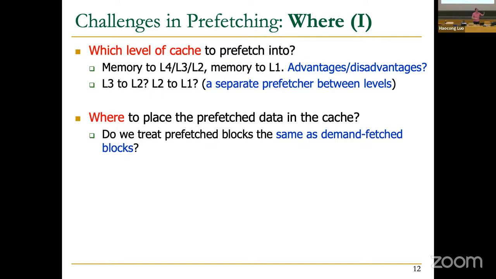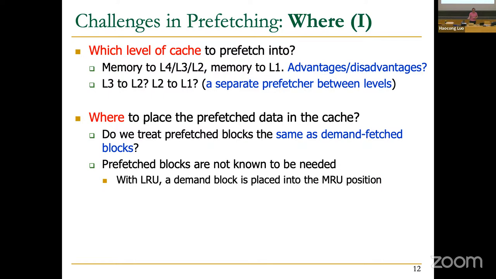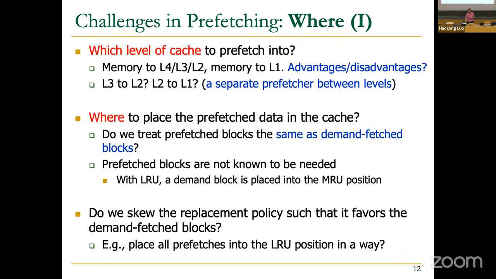Basically, prefetched blocks are not known to be needed. With the LRU management policy, a demand block is placed into the MRU position. Is that the right policy for prefetches? There is data that clearly shows that's not the right policy for all prefetches. But if you know more information about the accuracy and usefulness of the prefetches, that may be the right thing to do for a particular prefetch. Then the question is, do we skew the replacement or management policy such that it favors the demand-fetched blocks? For example, there have been some processors that placed all the prefetches into the least recently used position in a cache. That was a bad idea also, let's say. But with the prefetcher they had, maybe it was an okay idea at the time. We're talking about the 2000s. But right now, the policies are much more complicated.